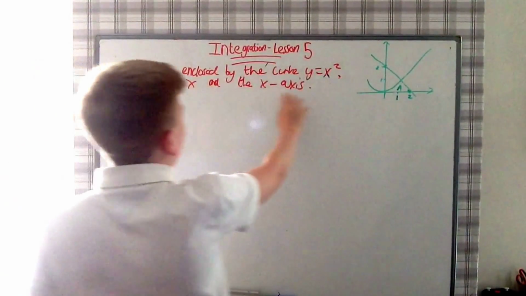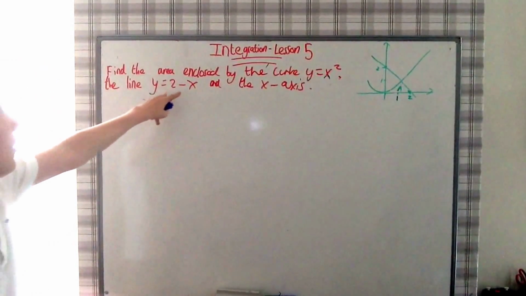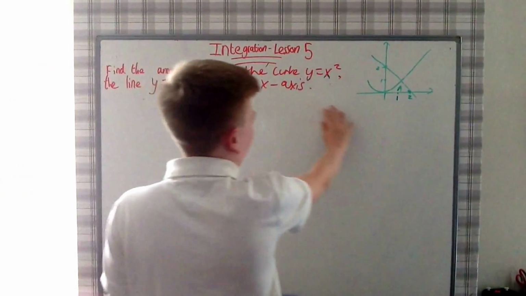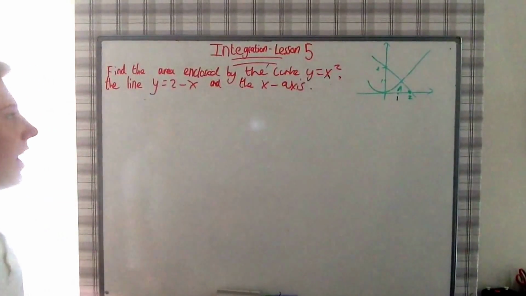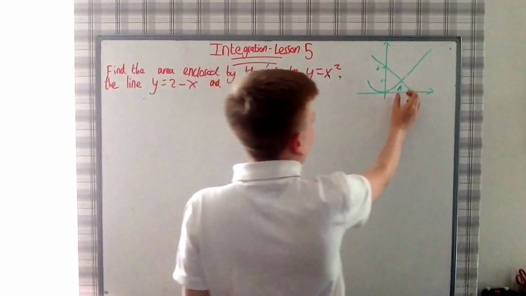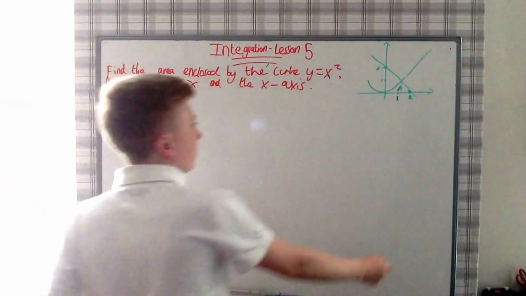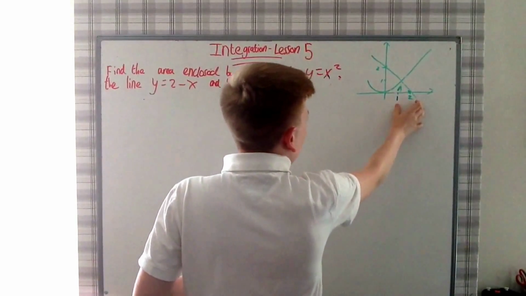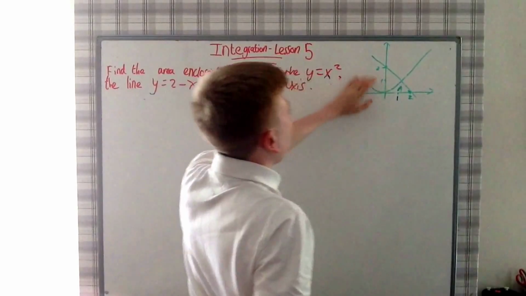And it says find the area enclosed by the curve y equals x squared, the line y equals 2 minus x, and the x-axis. So here's a diagram that we were given. And it's telling us to find the area A, which is under a curve and a line. And we're given these points, 1, 2 and 1, 2, on the x and y axis.